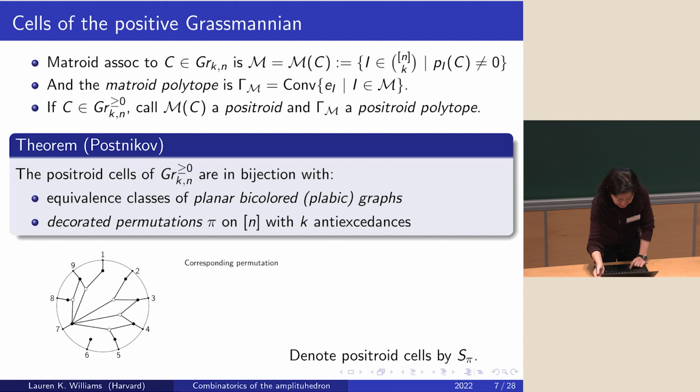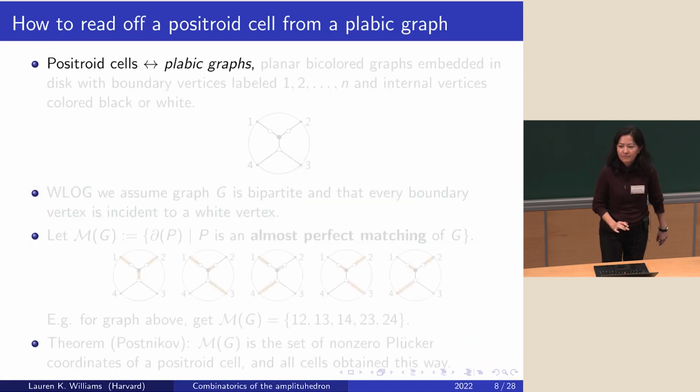Okay, and so when a cell is labeled by a permutation pi, then we'll just refer to the corresponding cell as S sub pi. Okay, but now I want to explain how you get a cell from a Plabic graph.